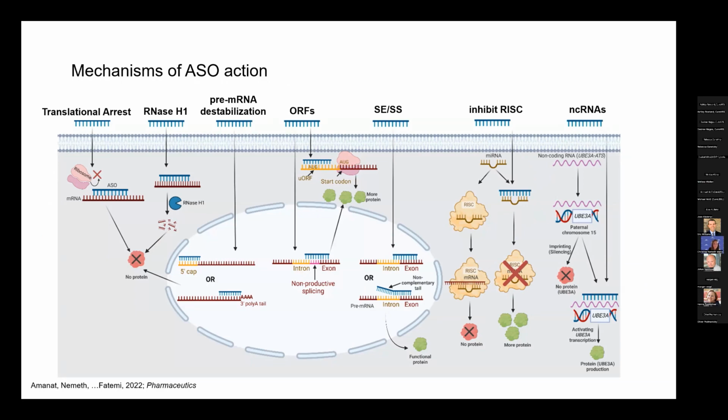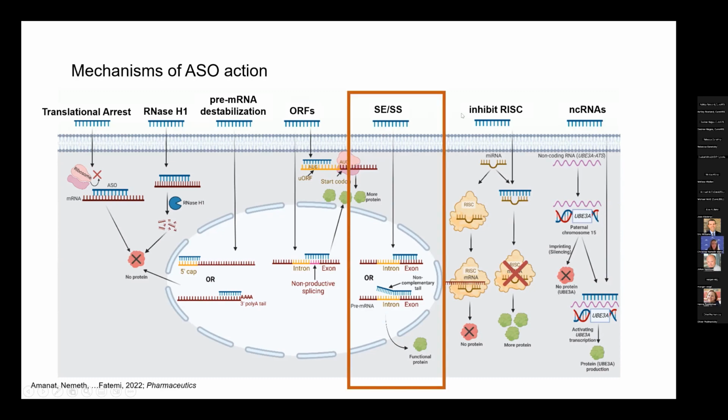So there are multiple ways that these antisense oligonucleotides can work. These are short strands of RNA that can, through a variety of different mechanisms, interfere with transcription to ultimately interfere with protein production. And so you can see here translational arrest, destabilization of the mRNA, open reading frames, and then what we're going to focus on here is splicing enhancement and splice silencing.